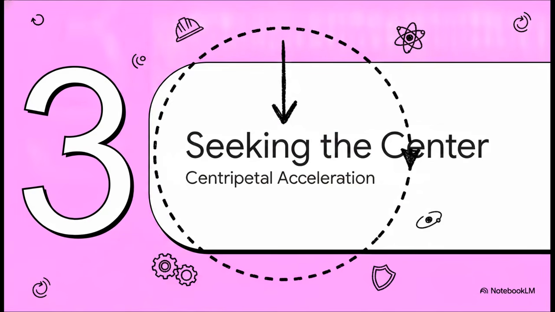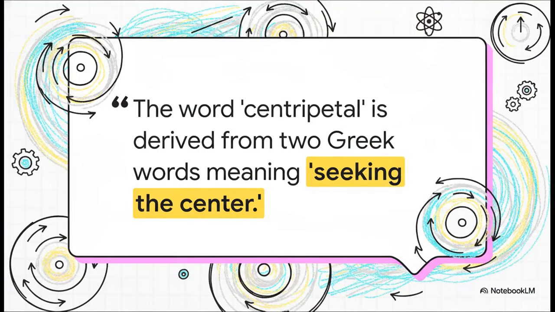Section 3. Seeking the center. Centripetal acceleration. Building on that crucial contrast, let's shift our focus entirely to that inward pull. Because really, this is the defining characteristic of circular motion. Without it, circles simply wouldn't exist.